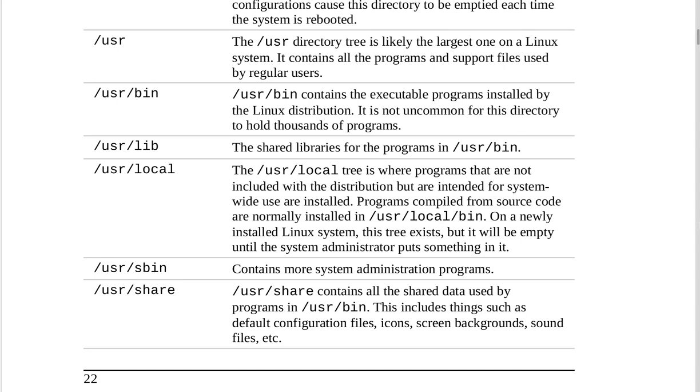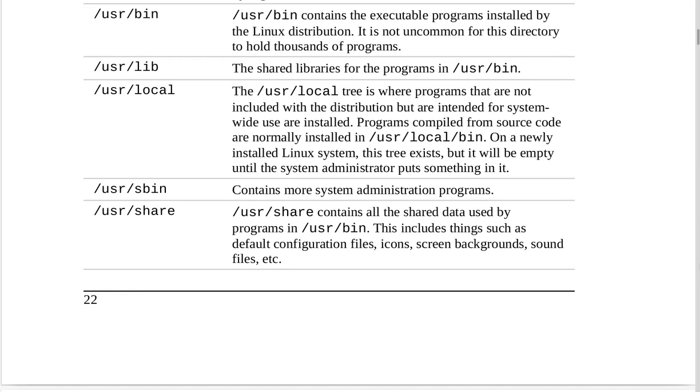/usr/bin contains the executable programs installed by the Linux distribution. It is not uncommon for this directory to hold thousands of programs. /usr/lib holds the shared libraries for the programs in /usr/bin.